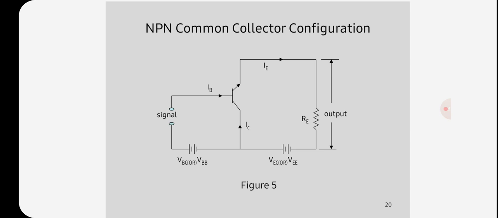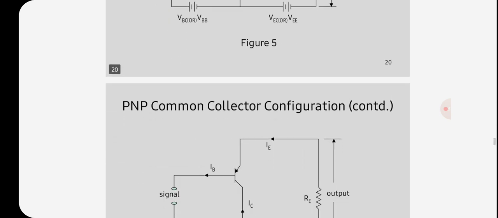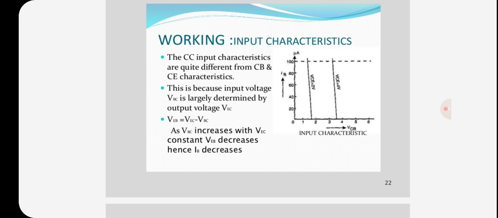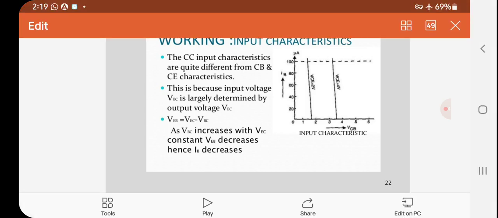So this is the diagram, and the collector terminal will be grounded and here connected VBC and VEC. So in this, the working and input characteristics we can watch on YouTube.